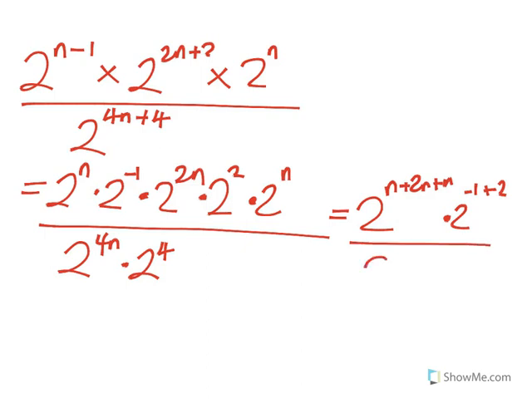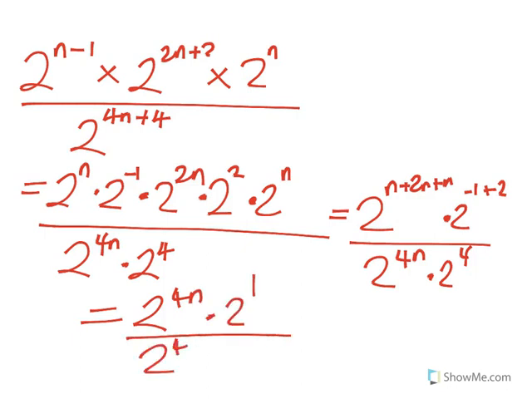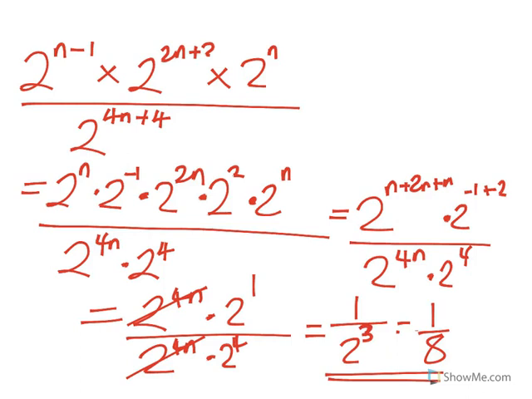That is the top over 2 to the power 4n dot 2 to the power 4. Then after that, you are going to have 2n plus n plus n. You are going to have 2 to the power 4n dot 2 to the power 1 over 2 to the power 4n dot 2 to the power 4. Then these can cancel now. You are going to have 2 to the power 1 over 2 to the power 4. Then you are going to have 1 over 2 to the power 3, which is equal to 1 over 8. Now this is another approach.